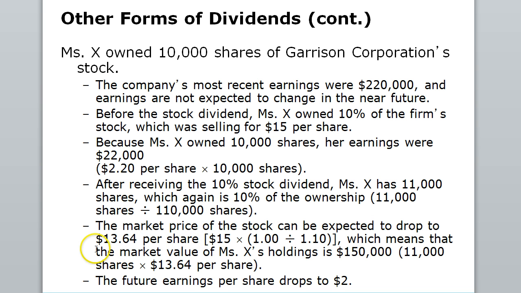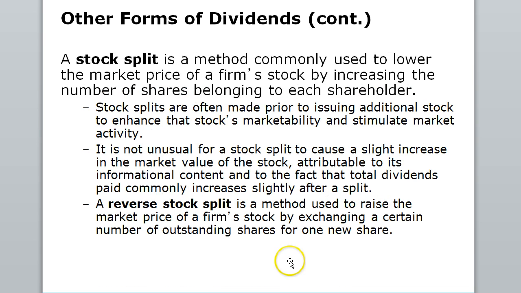So the market price would drop to $13.64, which is basically this formula: 15 times 1 divided by 1.10 would give us 13.64. So the holdings are $150,000, or 11,000 times 13.64, which is the same as before when the stock was $15 and you had 10,000 shares, also $150,000. But the earnings would drop to $2 per share because there's more shares outstanding now. So kind of confusing, I know.